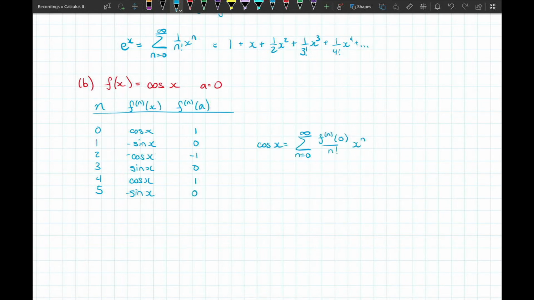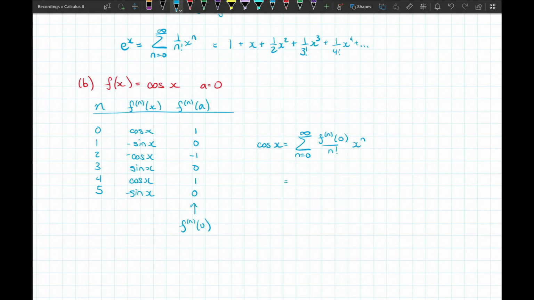Now, remembering the formula for the Maclaurin series, it is the nth derivative of f evaluated at 0 over n factorial times x to the n. So this table here is just giving us the values of the nth derivative of f evaluated at 0. We still need to take these values, divide by n factorial, and multiply by powers of x.